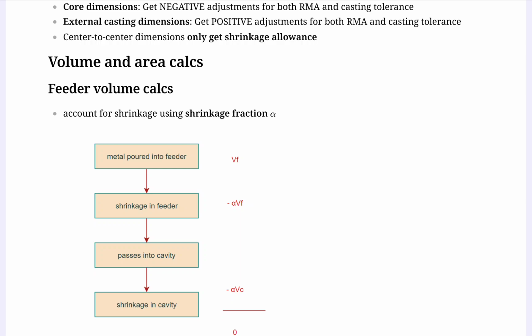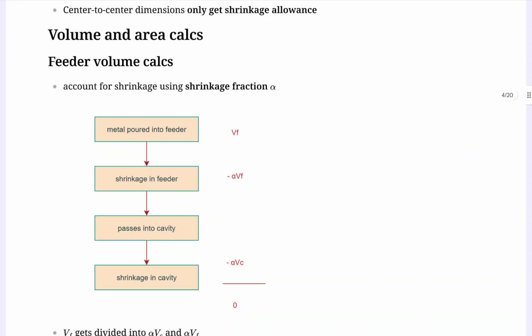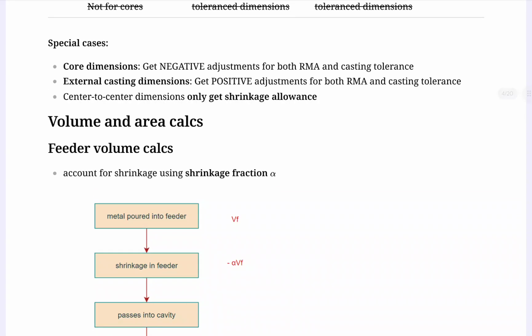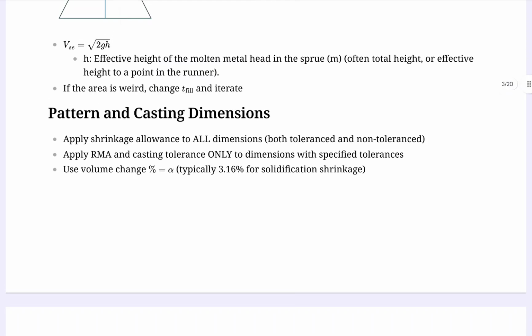This is volume and area calculations for the feeder. Okay. I just want to make note again of what alpha is. Alpha is the shrinkage fraction. I've scrolled up here, and the shrinkage fraction is equal to the percentage change in volume, because our metal part is always going to be shrinking. And that percentage change in volume is usually 3.16%. So it's important to memorize this value, 3.16, and that is alpha.